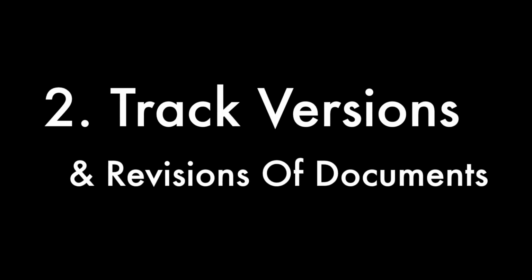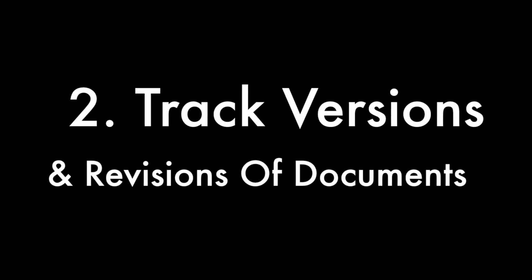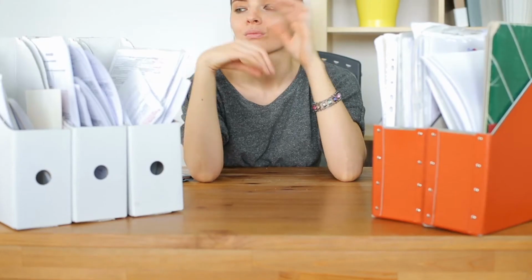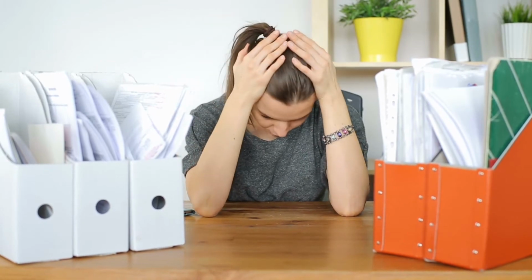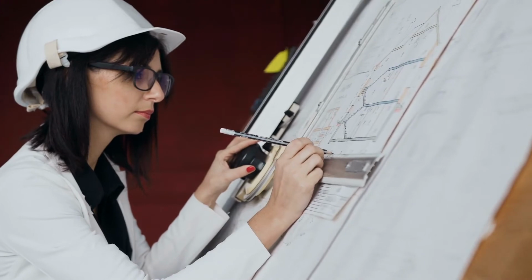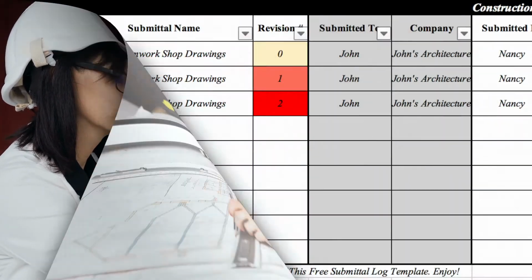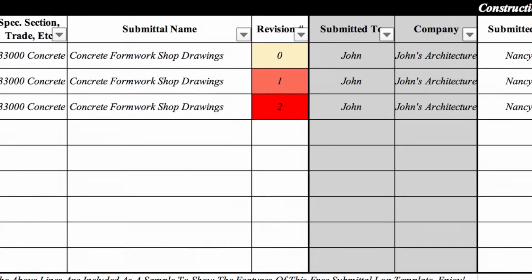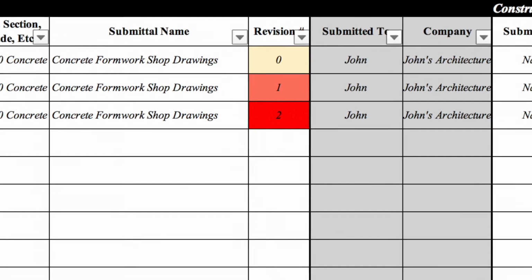Number 2. Track versions and revisions of documents. With every construction project comes a tremendous amount of back and forth on paper. A contractor typically submits a set of drawings several times before it's finally approved. Because of this, it's vital to track each submittal as its own version on its own line.